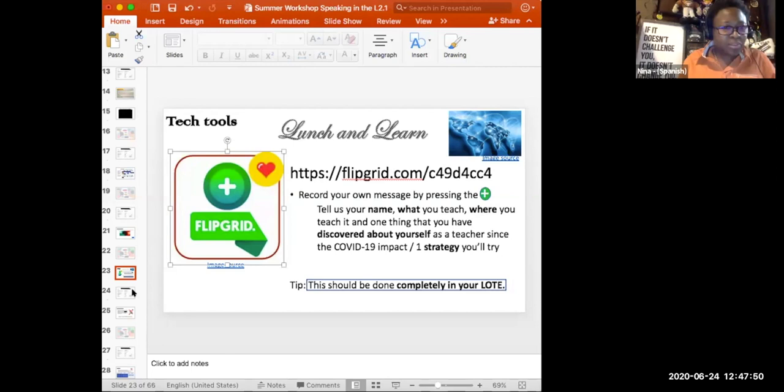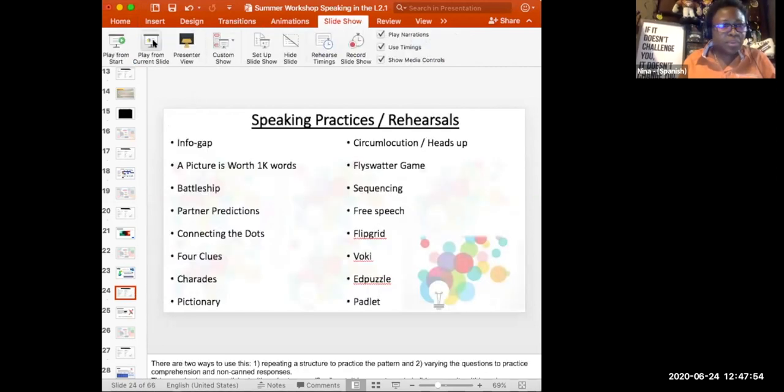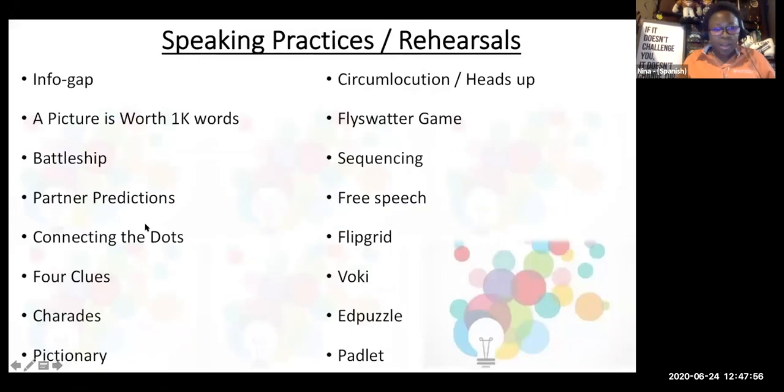All right. So we are going to move to right here. All right, so we've done info gap. And like I said, I want to hear someone, anybody, if you can explain what you remember about info gap before we move. And then I'm going to ask someone else to explain a picture is worth a thousand words, someone else to explain battleship, and someone else to explain partner predictions. And you have 1 minute or less for your explanation, a different person for each one.